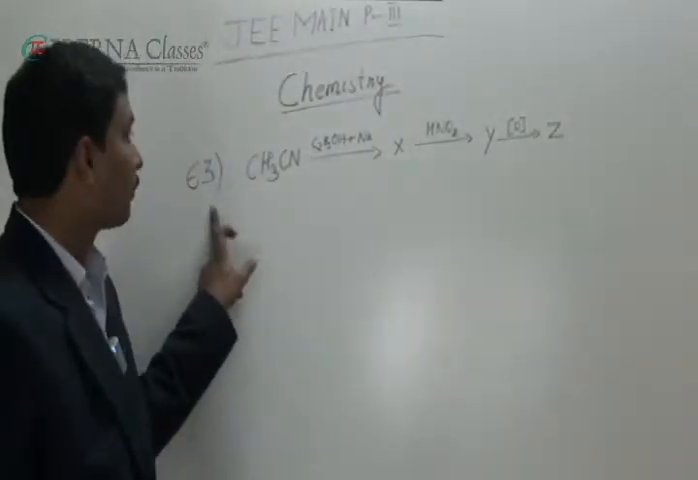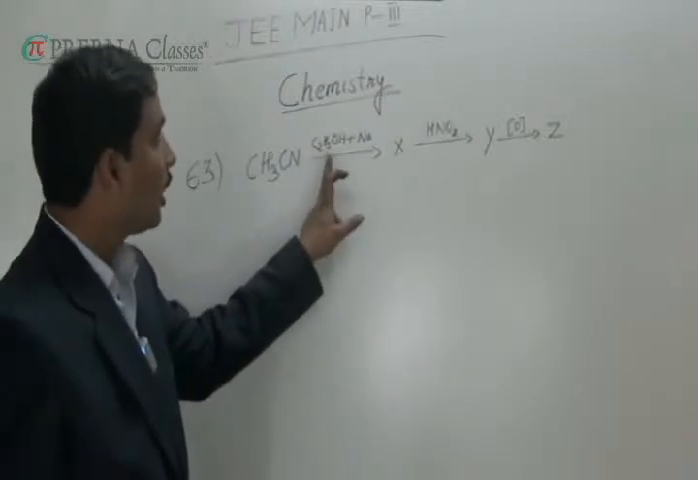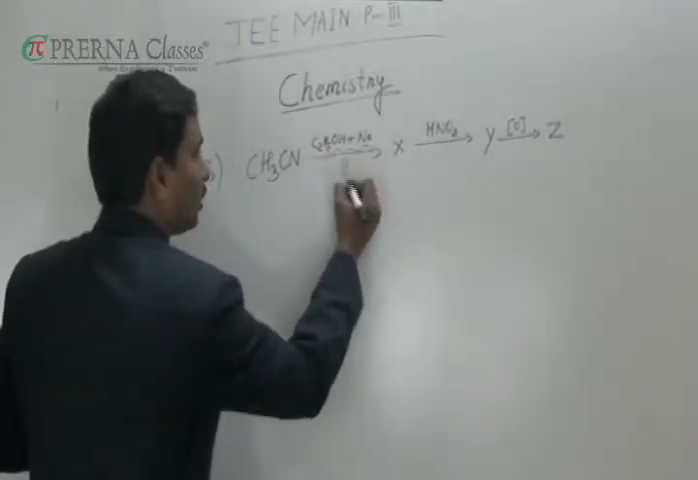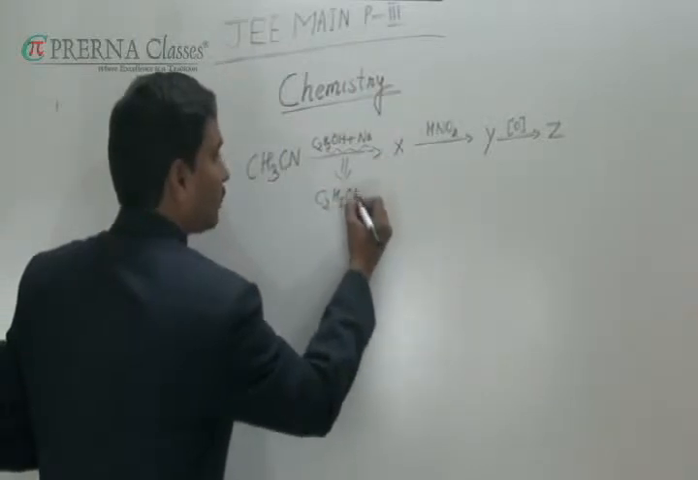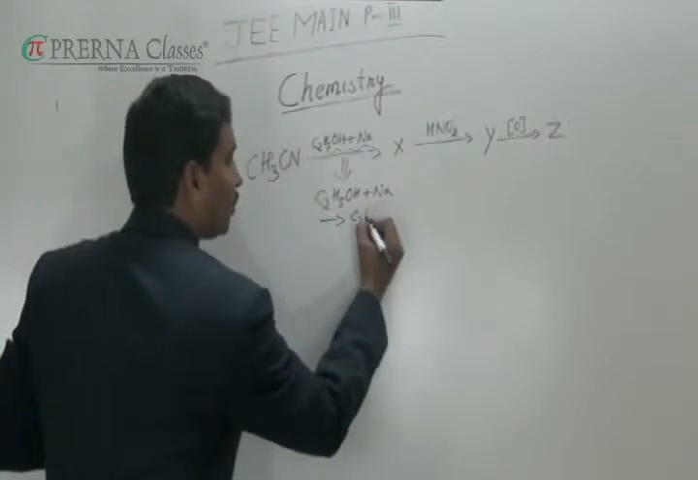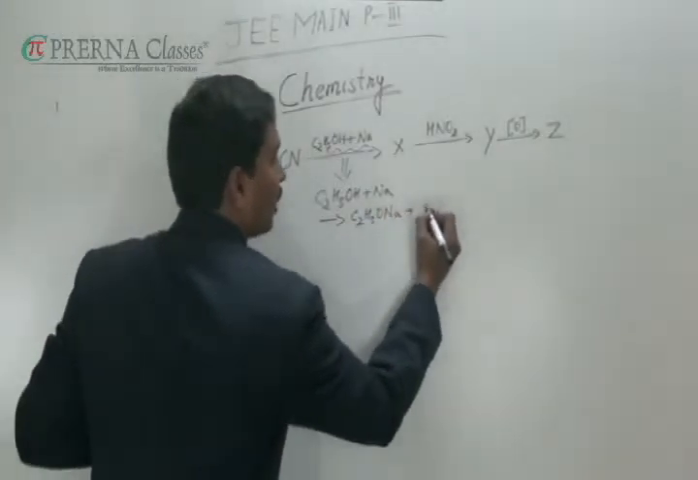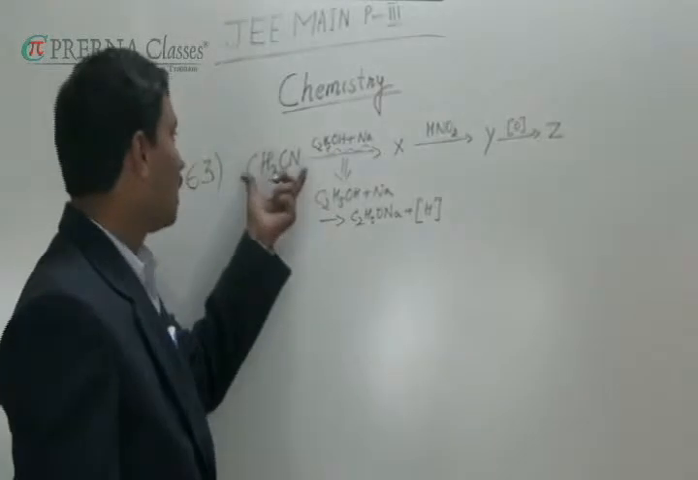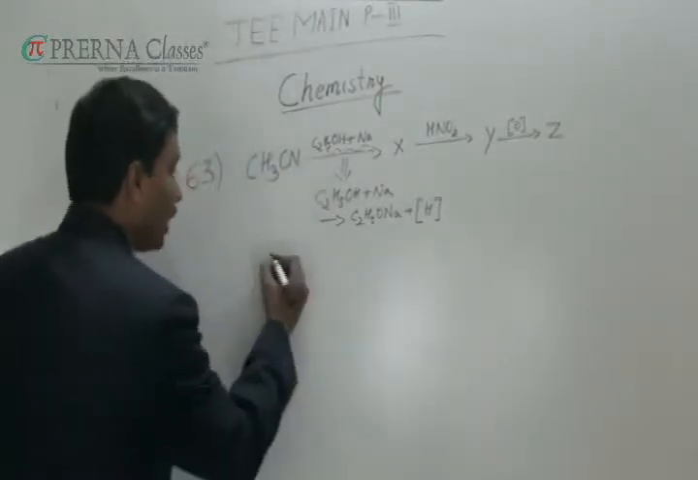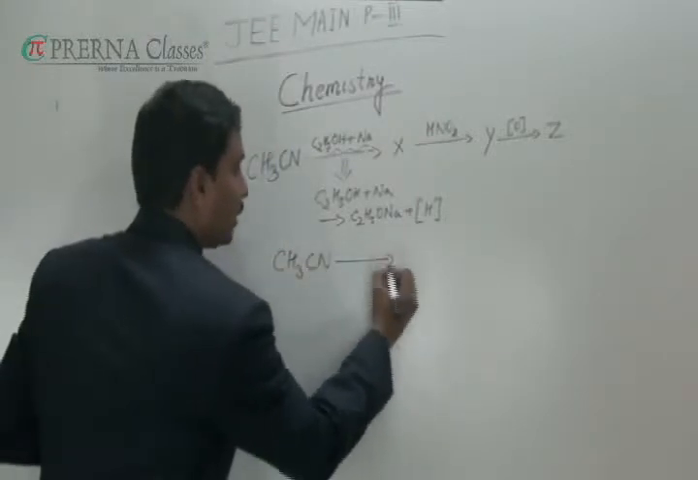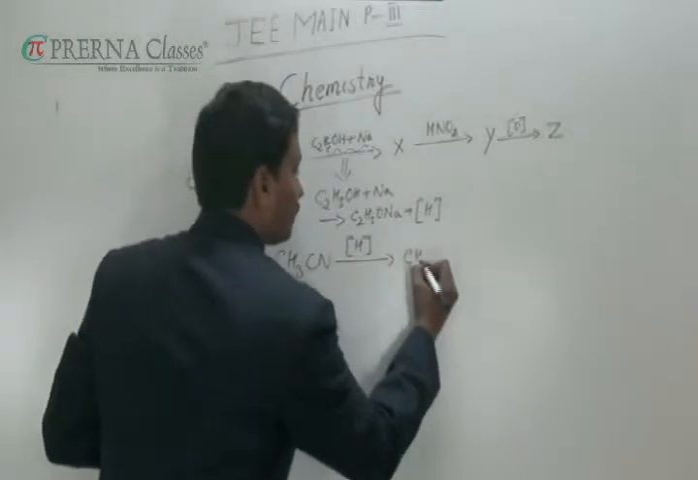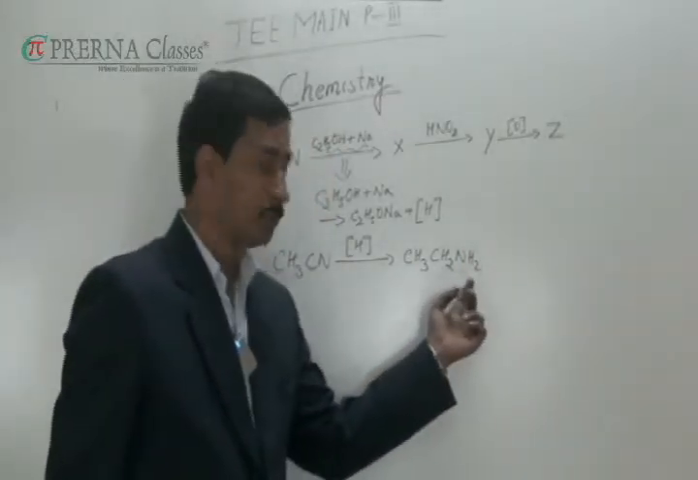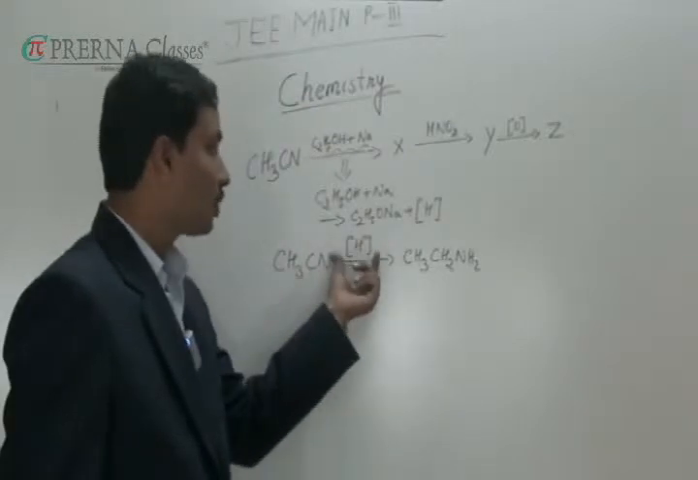Now question number 63. Methyl cyanide is reacting with ethyl alcohol and sodium. First of all these two react, that is C2H5OH plus Na. Product is C2H5ONa plus nascent hydrogen. It produces nascent hydrogen, and nascent hydrogen will reduce CH3CN. So we can write CH3CN reduced by nascent hydrogen and converted into ethylamine.